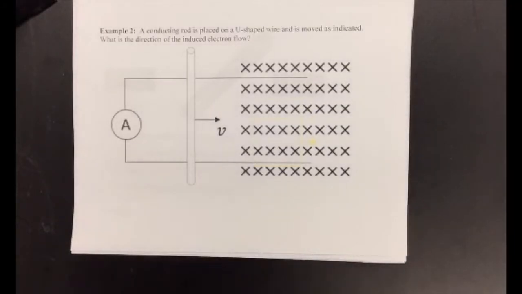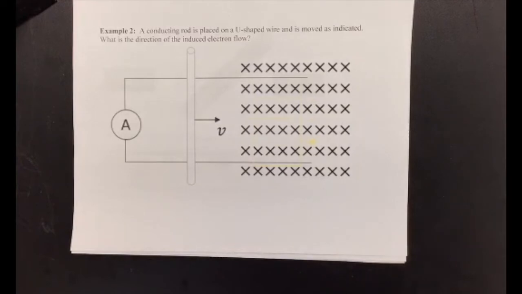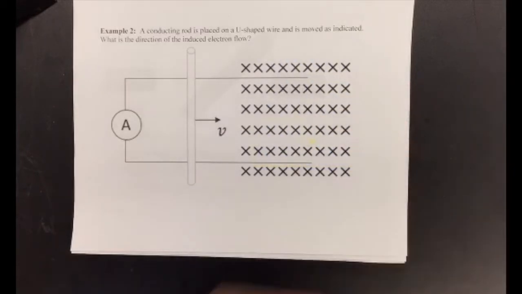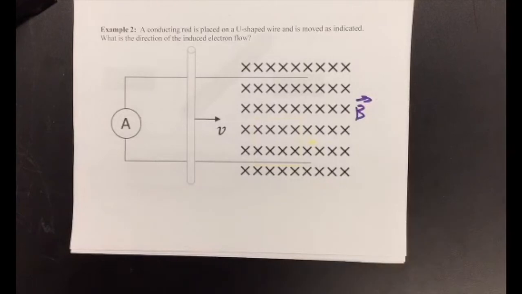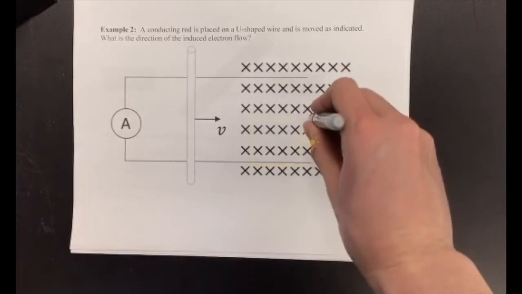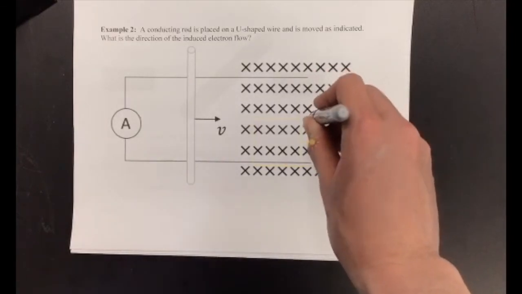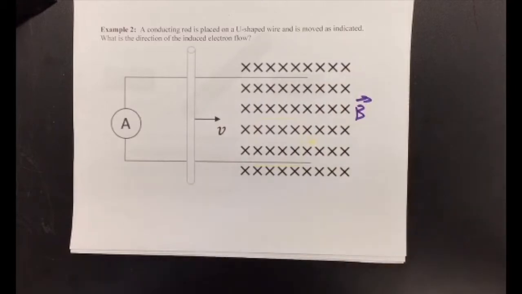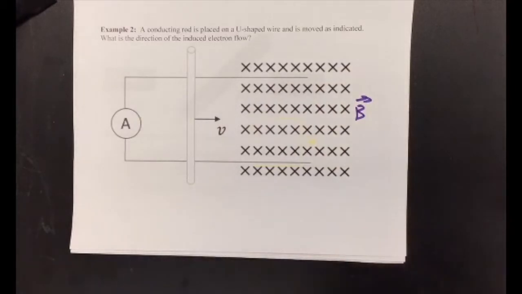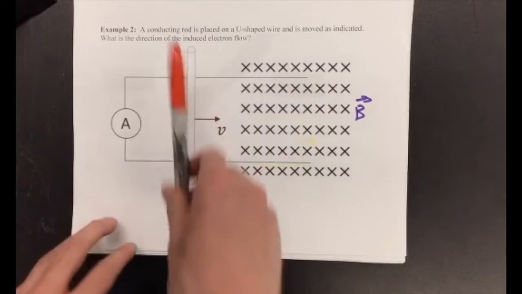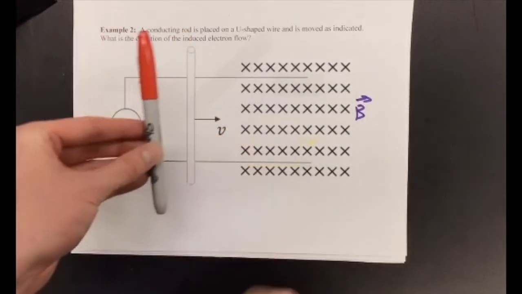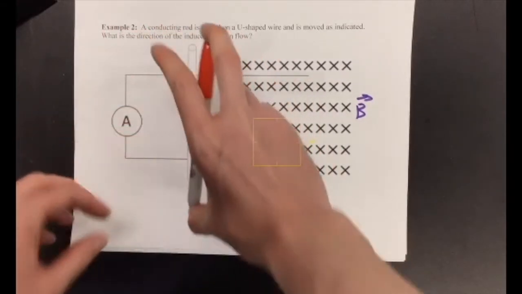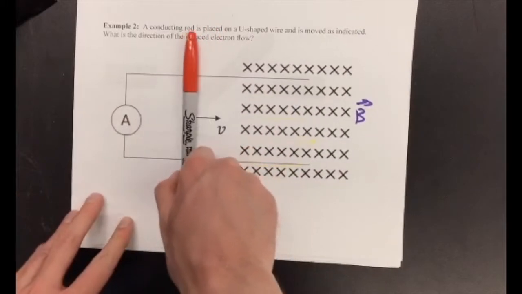Okay, example 2. A conducting rod is placed on a U-shaped wire and is moved as indicated. What is the direction of the induced electron flow? So here's our magnetic field over here. Those are arrow tails, so our magnetic field is into the page. Now we're going to take this conductor, and since it's asking about induced electron flow, this will be negative, so we'll use our left-hand rule. So now it's saying if you take a whole bunch of electrons that are not flowing right now, but they're in there, and you move them this way.